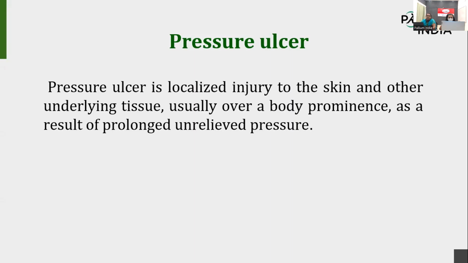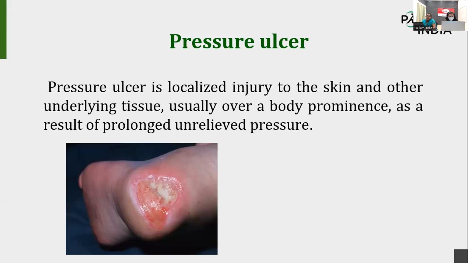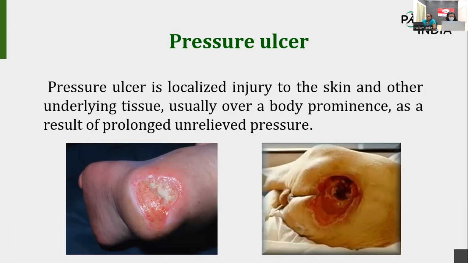So pressure ulcer is a localized injury to the skin and other underlying tissue, usually over a bony prominence, as a result of prolonged unrelieved pressure. If there is prolonged unrelieved pressure, there is a chance of continuous pressure, especially on the bony prominence, and then the patients will get pressure ulcer. It can occur anywhere based on the patient position, but especially it will be on the bony prominence.